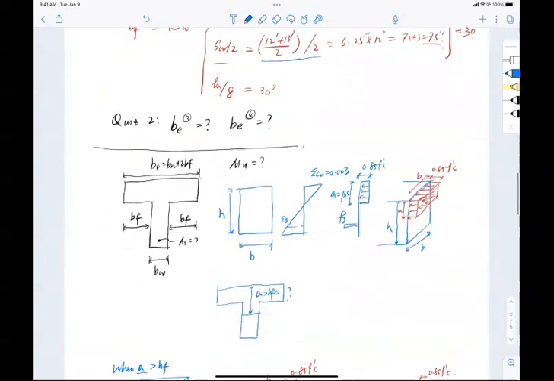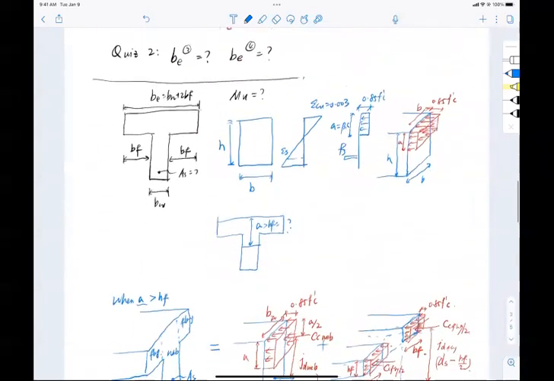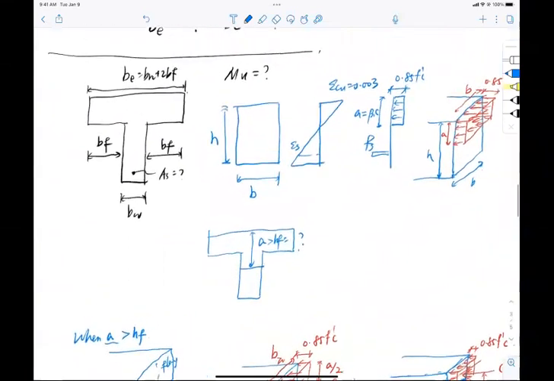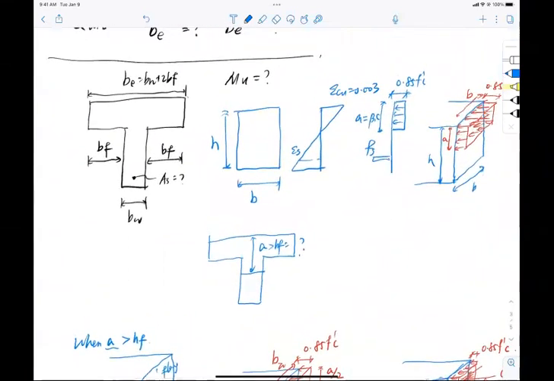Okay, so after you find the B effective, you basically have your section now, right? You have your section, which looks like a nice T section right here. You have a B effective, that is BW plus 2BF, and have a BW here as a web.